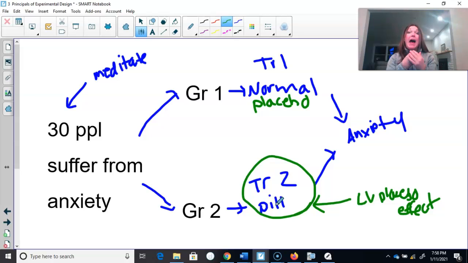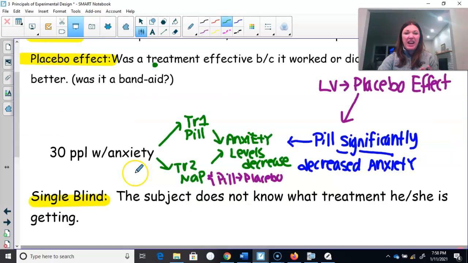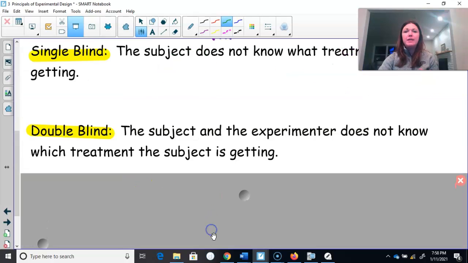But me, as the statistician, I know what I'm giving you. So again, treatment 1, treatment 2, you're the subject. You don't know which one you're getting. You don't know if it's the fake pill or the real pill, but I know which one I'm giving you. That's not as great as a double blind one. A double blind is where I don't know what I'm giving you and you don't know what you're getting.